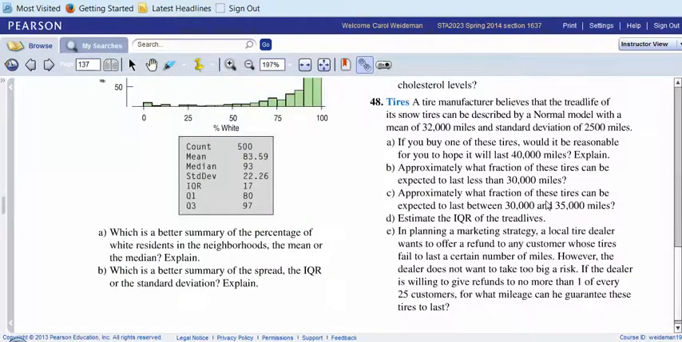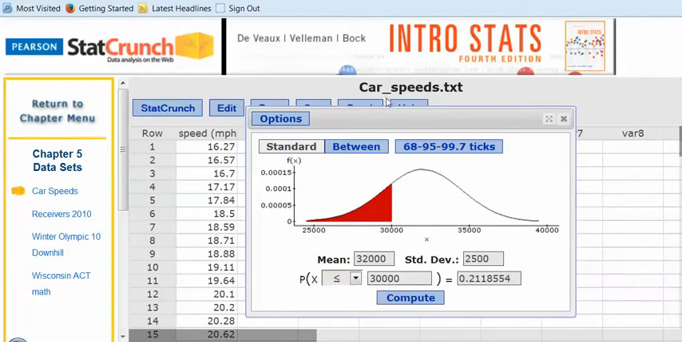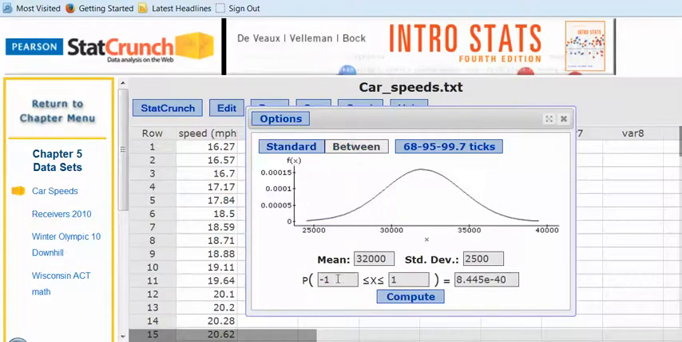Approximately what fraction can be expected to last between 30,000 and 35,000? Okay, so now you're going to switch the tool here to the between tool. And now you want to go between, and it asks us between 30,000 and 35,000. And so the tool is going to compute the area between those two numbers. And so about 67.3% of tires are going to last between 30,000 and 35,000.